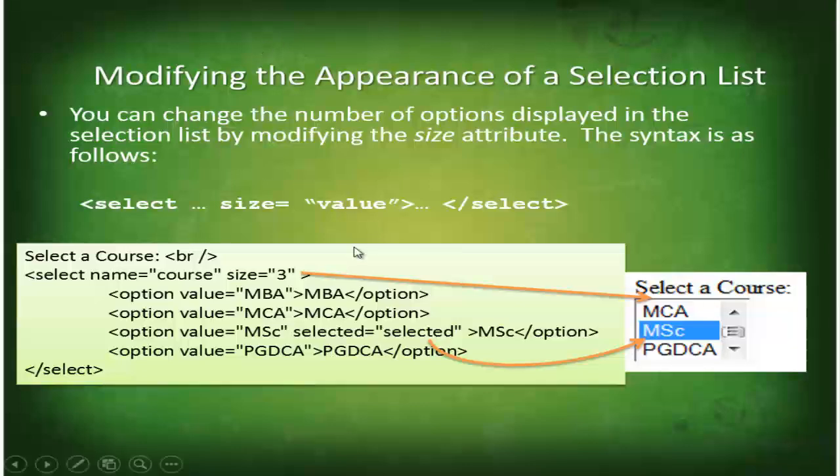And you can say size equal to something. When you say size equal to 3, if you notice that there are 3 items, size equal to 3 means it's going to show you 3 items, so all the 3 items. And you notice that because I said selected, the one which has that selected will be selected by default.